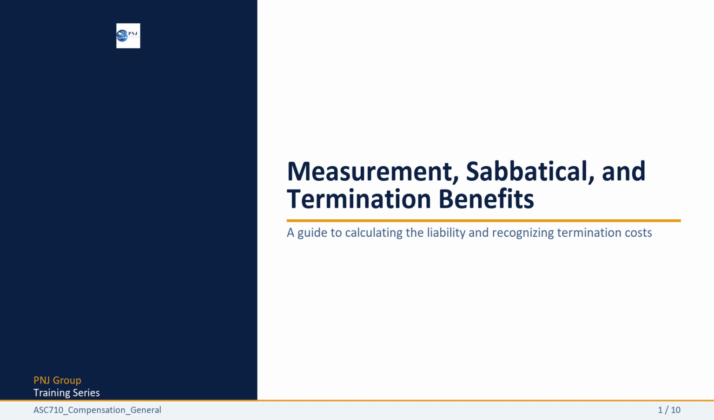Welcome to Section 3 of PNJ Group's ASC 710 training. You have already determined whether to accrue. Now you need to know how much to accrue. This section covers the measurement of the compensated absence liability, the special rules for sabbatical leave, and the recognition triggers for voluntary and involuntary termination benefits.